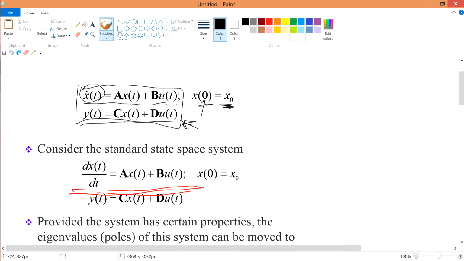In the previous video, we talked about the multi-input, multi-output open loop system, time invariant. Time invariant means it doesn't change with time. So now we're going to talk about the closed loop system. In order to derive the closed loop system, we're first going to understand this equation. This is your standard state space system.